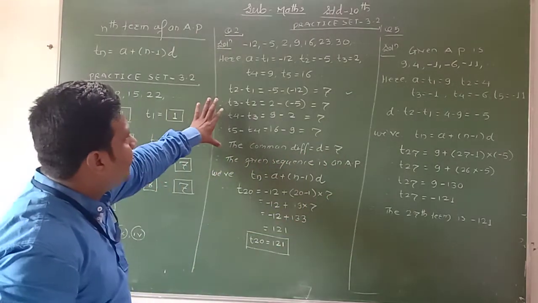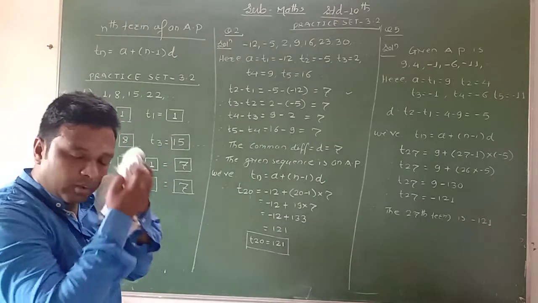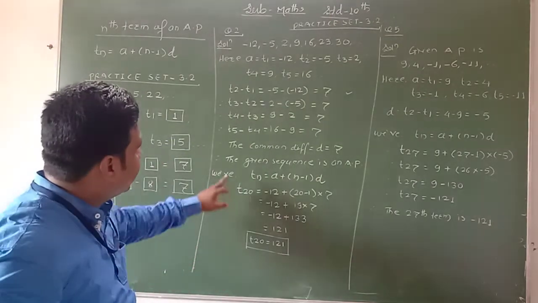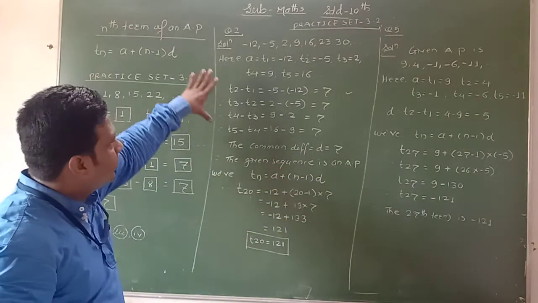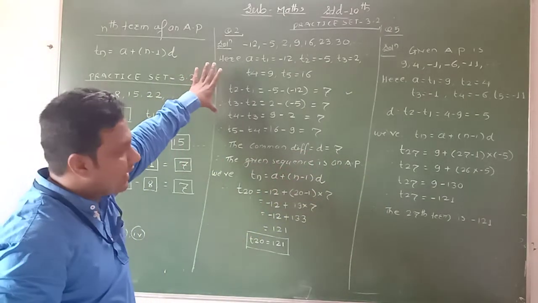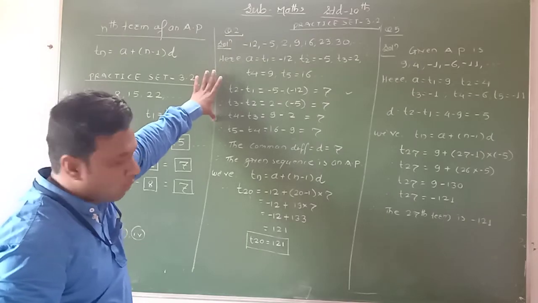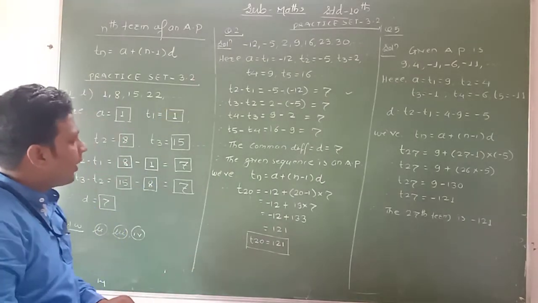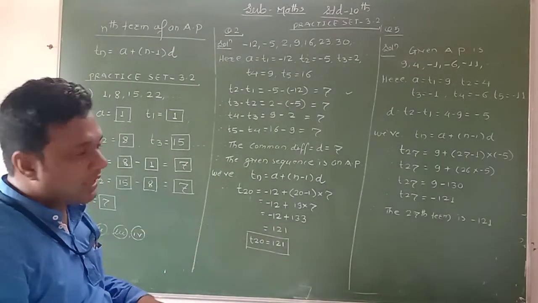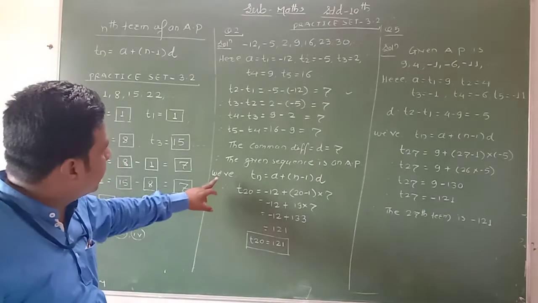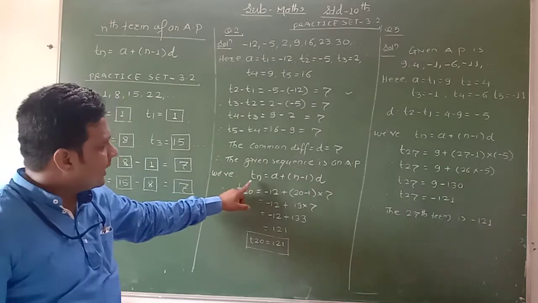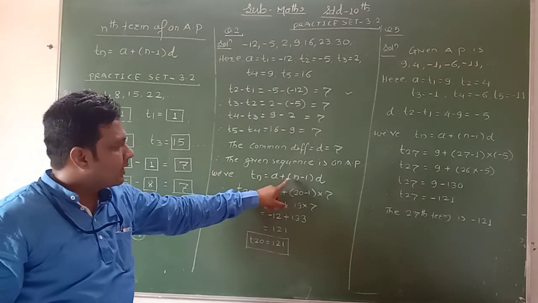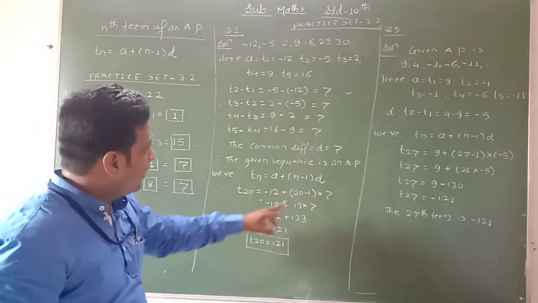If there is a common difference between consecutive terms of the given sequence, then that sequence is called an arithmetic progression. It means whatever sequence is given here, that sequence is an arithmetic progression. Now we have to find the 20th term of this arithmetic progression. We know the formula to find the nth term of the arithmetic progression, that is Tn is equal to a plus n minus 1 into d.